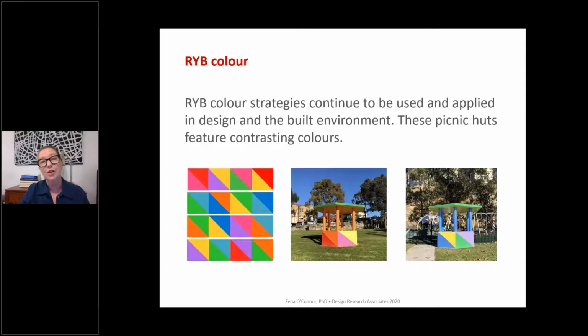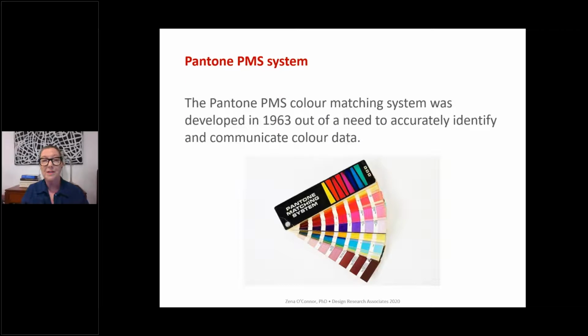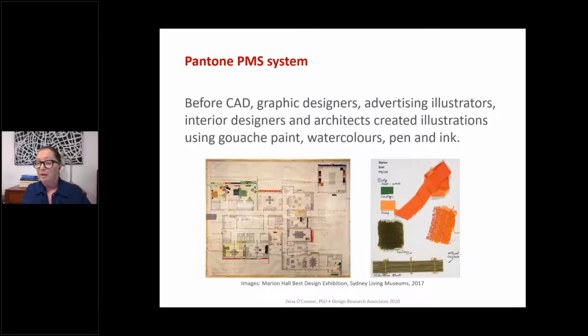So moving from RYB colour to the Pantone PMS system, this is a colour matching system that was developed in the United States and released back in 1963. And it came out of a need to accurately identify and communicate colour information from initial design brief through to the development of coloured imagery through to installation and manufacture. So before computer-assisted design, architects and designers like myself, fashion and graphic designers, advertising illustrators, would all create their own imagery using watercolours, pen and ink, gouache paint, but they had no way of accurately identifying colour or colour data and then cross-checking that with the colour nuances they wanted to use in their design outcomes.